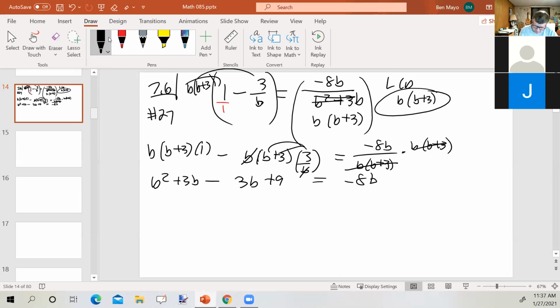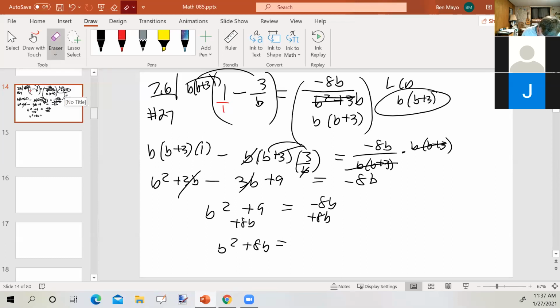Okay. Combining like terms. Those would cancel. b squared plus 9 equals negative 8b. Add 8b to both sides. b squared plus 8b plus 9 equals 0.